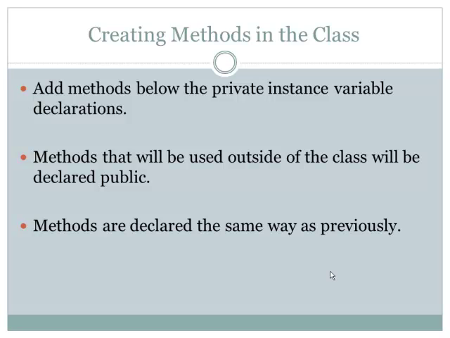Now you're going to actually add your methods below the private instance variable declarations in your class. Methods that are going to be used outside of the class, remember, those are declared as public. If it's a helper method for the class only, such as a method that's going to do a calculation and you'll need to use it in several other methods, so you created a separate method for it, that one is declared as private. Otherwise, your methods are declared public. Methods are declared the same way as we previously talked about.